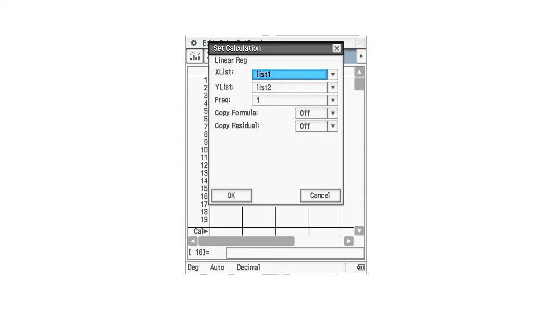So we've gone calc, linear reg, and we're making sure that X is going to be list one, Y is going to be list two. So remember, just write on the side: list one equals the age, list two is the dollars, and list three is going to be the residual, because we might want to do a residual analysis there. So don't forget to switch this one and click that to list three.